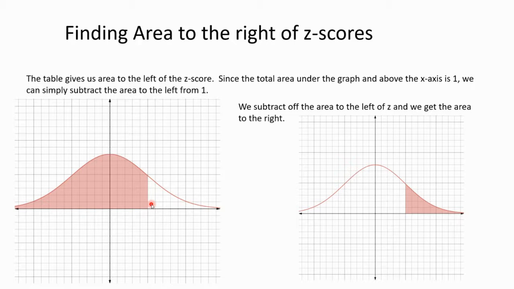What that gives us, and they mentioned it in the table, is if you want the area to the right of a z-score, basically what you do is you take 1, which is the total area, and subtract off this area. And what you'll be left with is this piece. And that's really what I'm trying to show with these graphs.